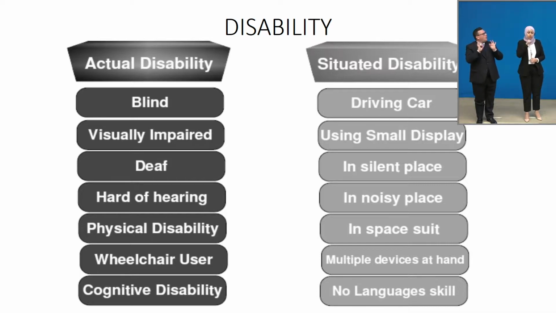We have seen this event considering mainly the actual disability: the blind, the visually impaired, the deaf, the hard of hearing, the physical disability, the wheelchair user, and the cognitive disability. However, each one of us can have a situated disability. We all are in a situated disability at one moment in time. For example, when we are driving a car, we have a disability. We cannot move too much. We have to focus. We cannot have too much thinking. We have to focus on driving.